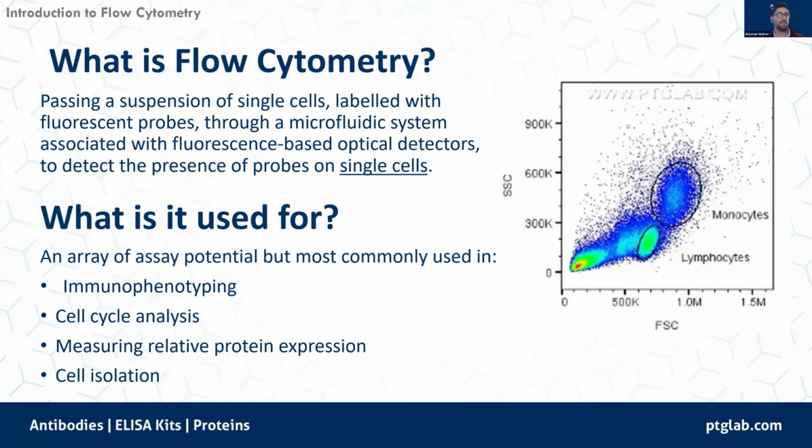What can you use it for? Predominantly, flow cytometry is used in immunophenotyping. So this would be the process of trying to identify different cell types within a heterogeneous sample mix, so something containing multiple different cells. Usually, obviously, using antibodies to do that, but you can use flow cytometry in an array of different applications. So cell cycle analysis, for example, looking at apoptosis, proliferation, mitosis. You can, of course, measure relative protein expression, so just looking at one particular target and seeing how the expression of that protein changes relative to maybe a control sample. And of course, you can use flow cytometry for cell isolation as well.